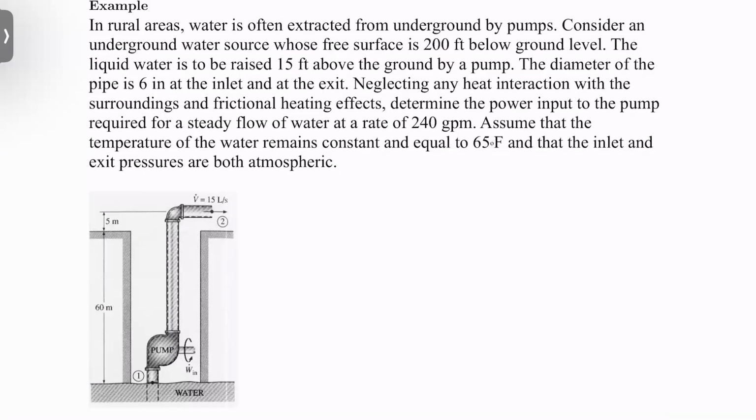The diameter of the pipe is... the liquid water is to be raised 15 feet above the ground by a pump. The diameter of the pipe is 6 inches at the inlet and at the exit, neglecting any heat interaction with the surroundings and frictional heating effects. Determine the power input to the pump required for a steady flow of water at a rate of 240 gallons per minute. Assume that the temperature of the water remains constant and equal to 65 degrees Fahrenheit, and that the inlet and exit pressures are both atmospheric.